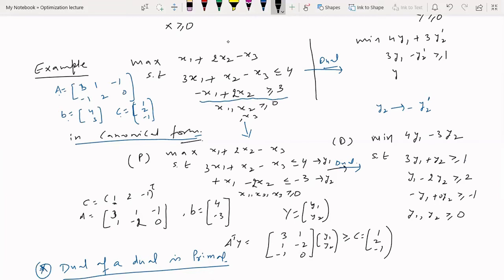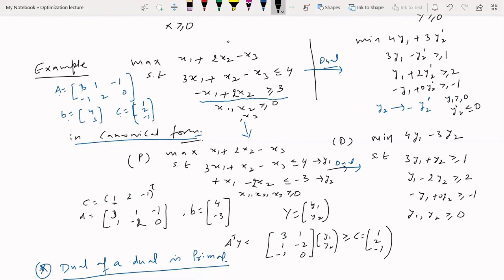What is this? This is y1 plus 2y2 dash greater than or equal to 2, and the third constraint is minus y1, because the other component is 0, minus y1 greater than or equal to minus 1. Okay, minus 1 plus say 0 y2 dash is again greater than or equal to minus 1. And now my y1 is greater than or equal to 0, but because y2 is greater than or equal to 0, but I am replacing y2 with y2 dash, so my y2 dash is less than or equal to 0.